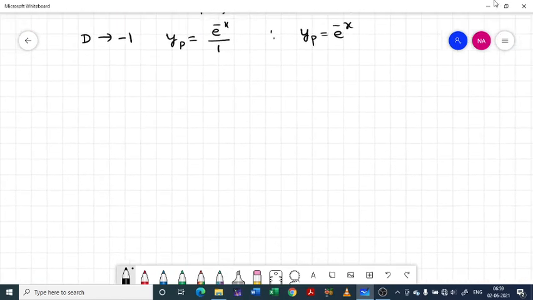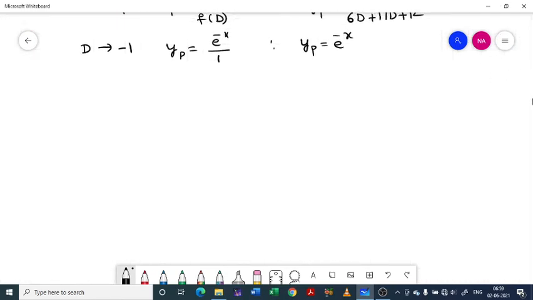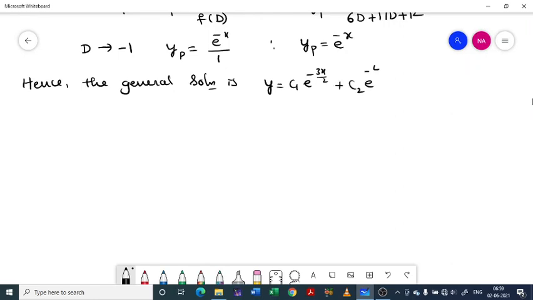So the general solution is, hence, the general solution is y equal to yc, that is c1 e power minus 3x by 2 plus c2 e power minus 4x by 3, plus e power minus x. That's all. Next, problem B.